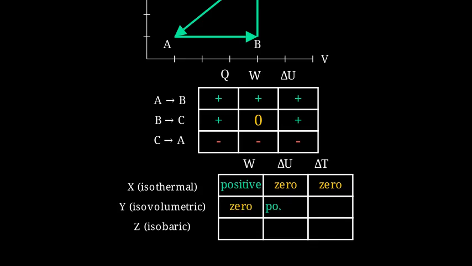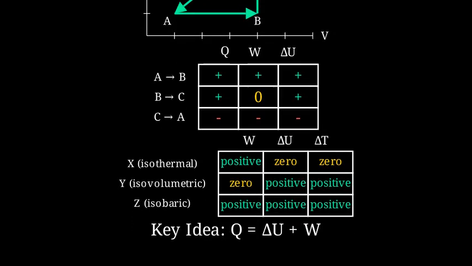Gas Y is isovolumetric. The volume does not change, so work is 0. Since Q is positive, delta U is positive, and that means the temperature increases. So delta T is positive. Gas Z is isobaric. At constant pressure, heating causes expansion, so work is positive. The temperature rises, so delta T is positive, and delta U is positive as well.